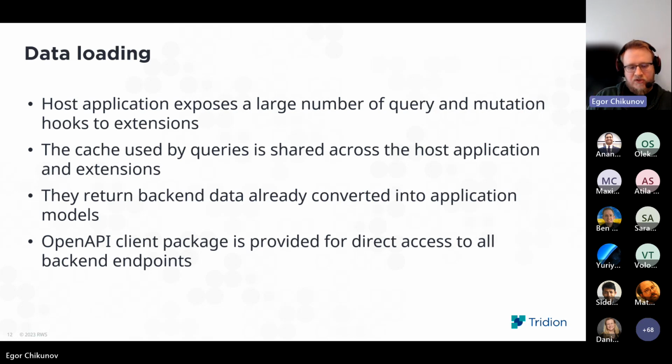Another important part is that host application doesn't work directly with the models that are returned from the backend. So a backend returns some DTOs, data transfer objects, bags of data. We actually convert them into our own model structure. All of the queries and mutation hooks already return data in this model, so you don't need to convert anything yourself.